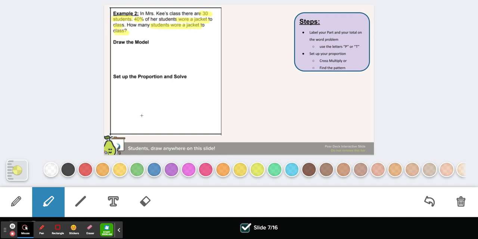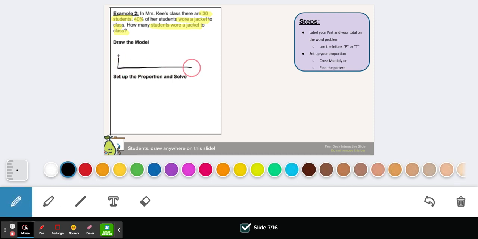Okay, so again, I am going to draw my model. If this whole thing represents one whole, which is Mrs. Key's class, how many students do I know are in Mrs. Key's class? In total, I know I have 30 students. So 30 should be my total. I'm going to label that right here for total. 40%, right? That is going to be my part, because I'm only talking about part of my percent, not 100%.